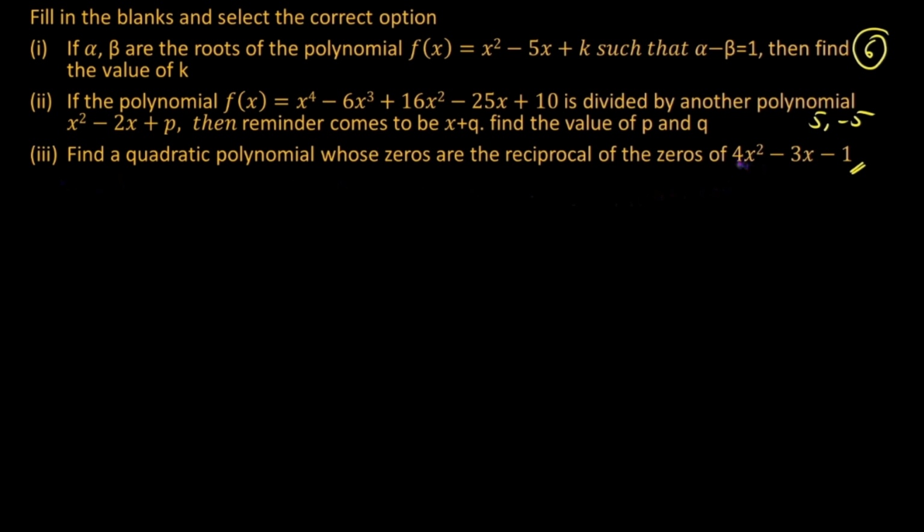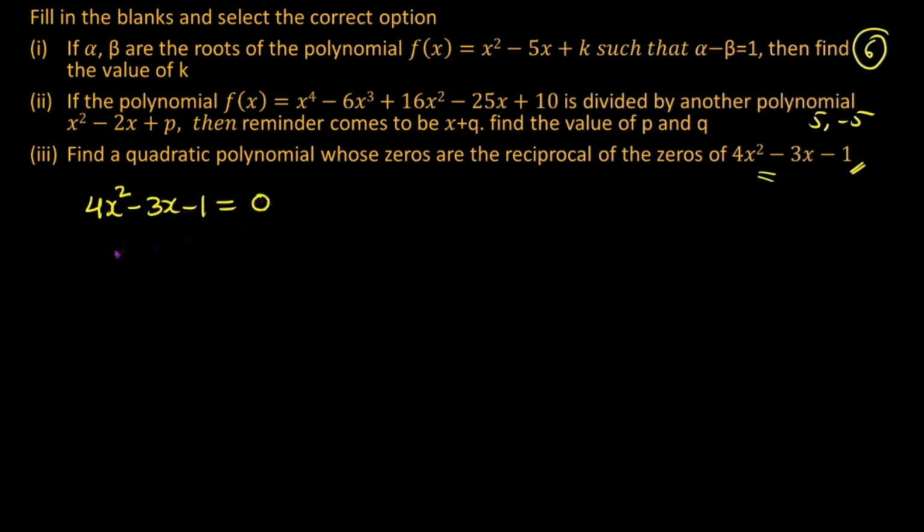So, the roots of this equation are the reciprocals of the roots of another polynomial equation. We need to find that polynomial equation. First, we will find the roots of this equation. To find the roots, we equate it to 0: 4x square minus 3x minus 1 equal to 0.